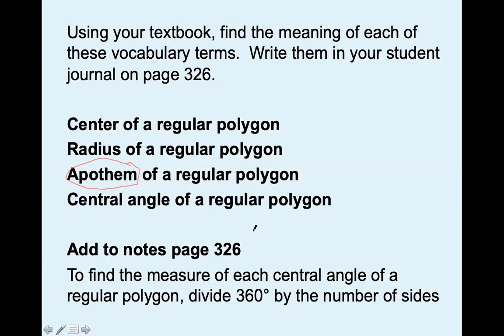So go ahead and take a minute, jot down the definitions to each of the vocabulary terms. I would imagine it'd be helpful to draw a picture of each thing or to draw a regular polygon and label the parts, and then come on back and we'll continue with the core concepts.